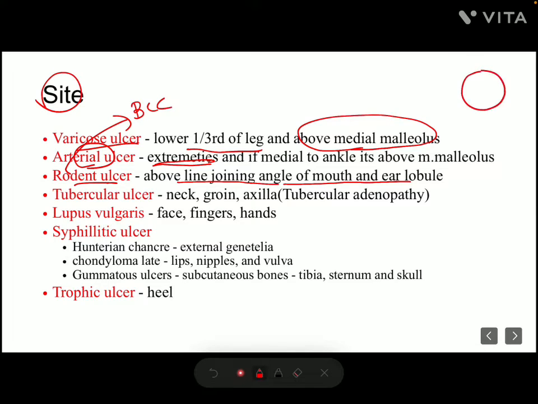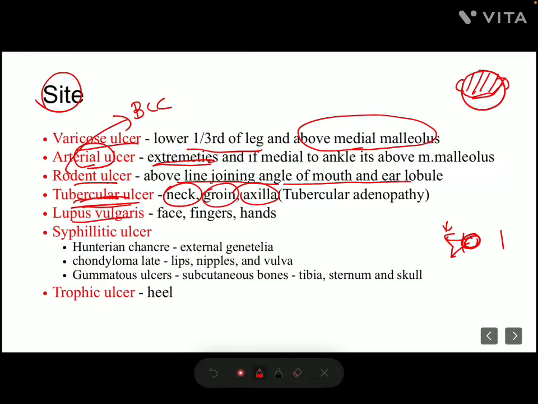By this I mean, let us say this is his mouth and this is the ear. It is more likely to occur on the face above the line joining the angle of the mouth to the ear lobule, in this region. Tubercular ulcers are ulcers that occur at places where tubercular lymphadenopathy occurs. So for example, if a person has a cervical lymphadenopathy here, and this caseating lymph node bursts out and leads to an ulcer at this location, that is what we mean by tubercular ulcers. So these ulcers are obviously bound to occur wherever tubercular adenopathy is more common, like the neck, groin, and axilla.